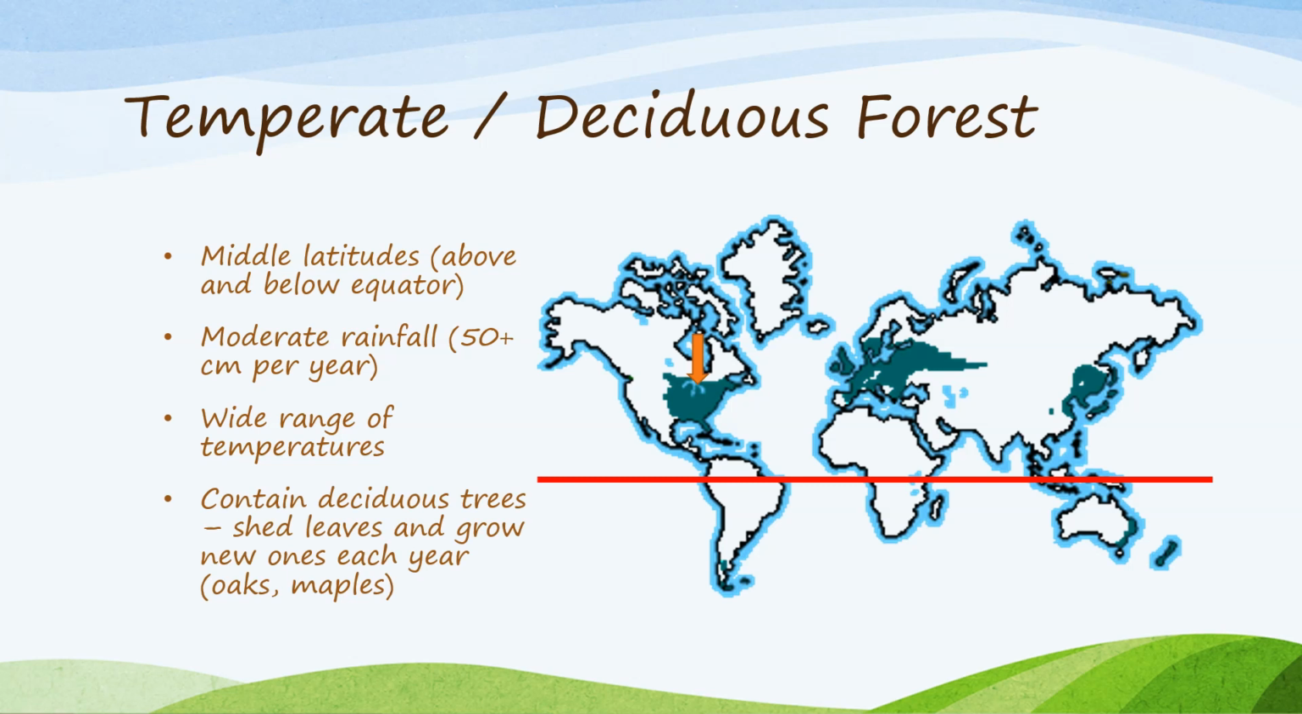Also, part of the reason why they are called deciduous forests is because they contain a lot of deciduous trees. Deciduous trees are the types of trees that shed their leaves and grow new ones each year, similar to oaks and maples. So these are contrasted with the type of trees that have needles, and those needles don't fall off. So deciduous trees are those that have leaves that do fall off and then regrow in the spring.